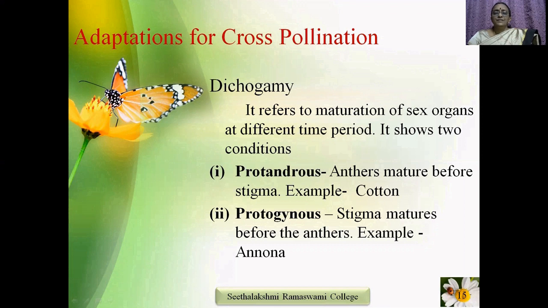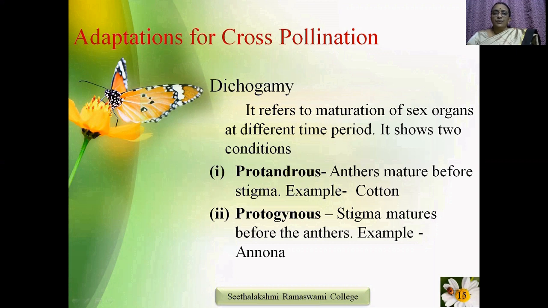The second adaptation for cross-pollination is dichogamy. It refers to maturation of sex organs at different time periods. When stamens and carpels of a bisexual flower mature at different times, pollination between them becomes ineffective. Sometimes, however, self-pollination may take place at a later stage if cross-pollination fails. Dichogamy may be of two types.